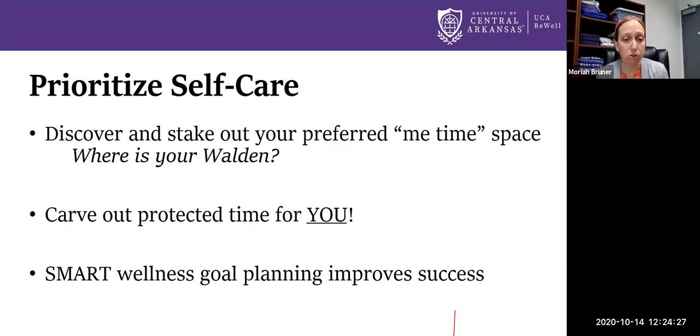And so that SMART wellness goal planning rubric, which I can send out to you all, is available on the BeWell website, uca.edu/BeWell, on our resources tab. It will help you figure out exactly where you want to go and then your path to achieving that. I encourage you to check that out. It'll be really helpful.